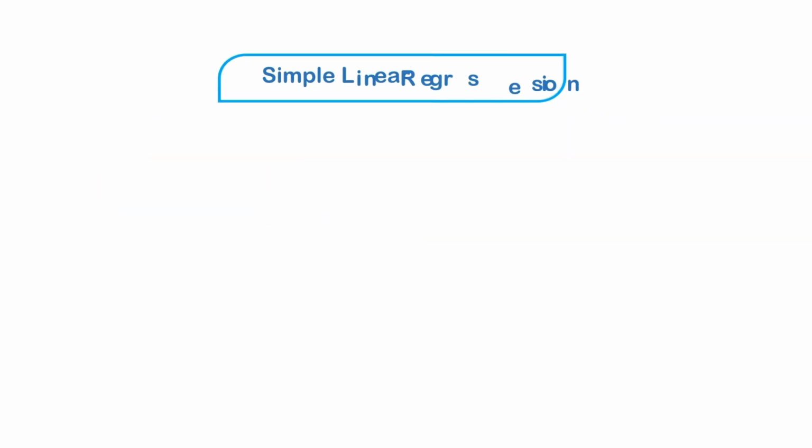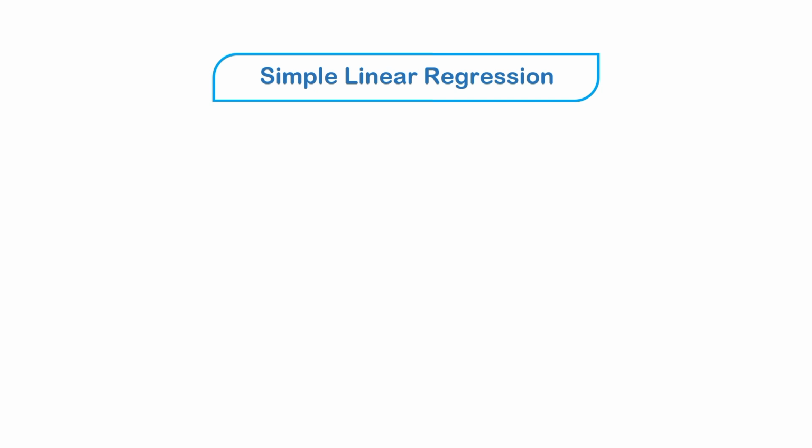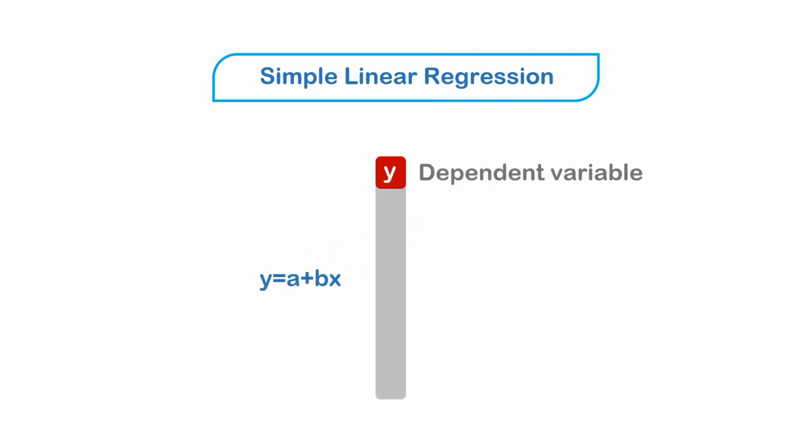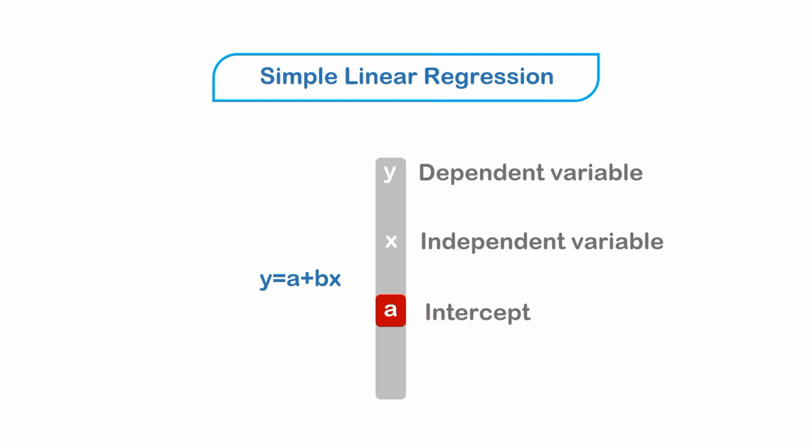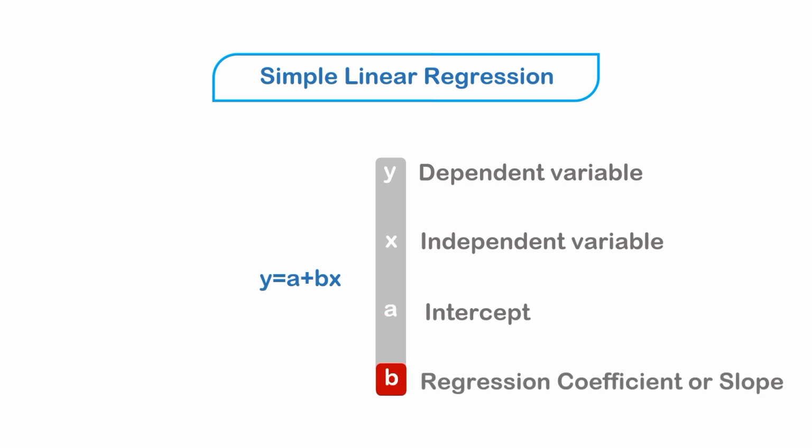Let's derive simple linear regression. Its model is y equal to a plus bx, where y is the dependent variable, x is the independent variable, a is the intercept, b is the regression coefficient or slope.